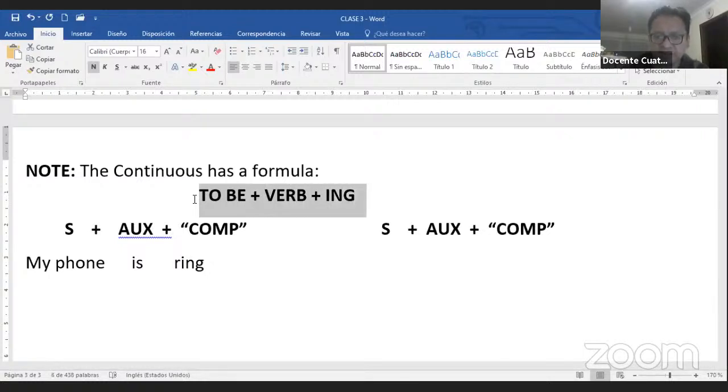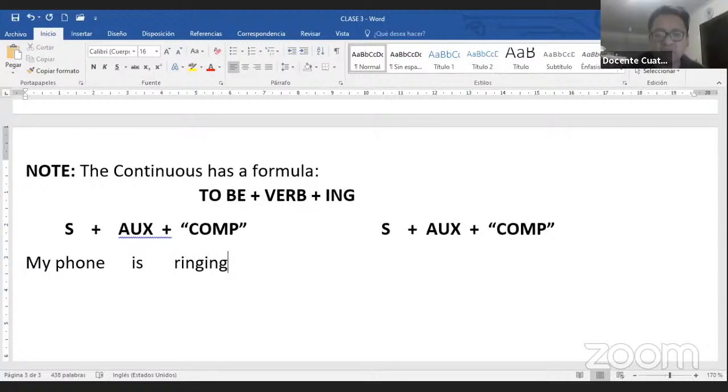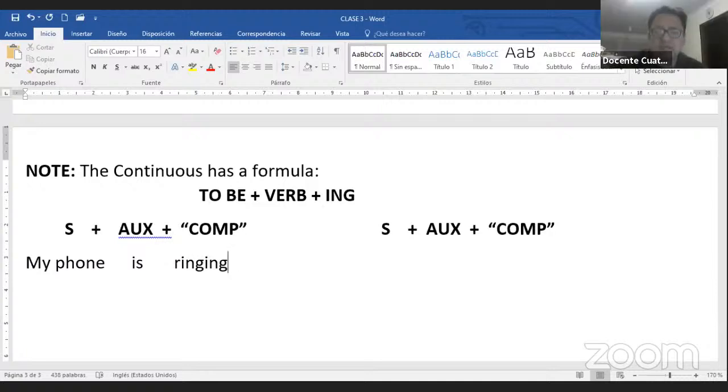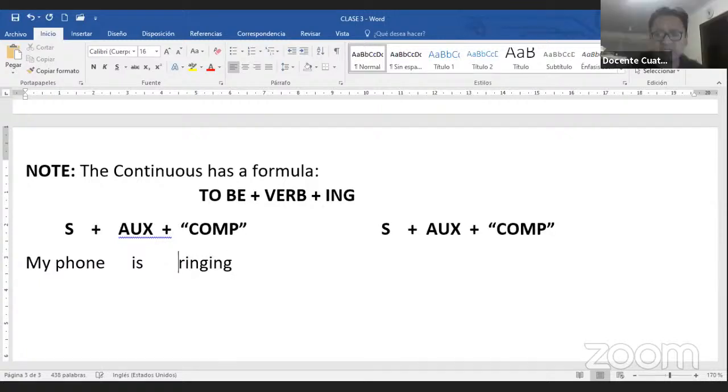What else do we need? ing with the verb. So it's ringing. Ringing, exactly. So my phone is ringing. Do you understand the sentence, Liber? Yes. Very good. Gabby, do you understand the sentence? Yes. My phone is ringing. Very good. So we have the subject, the auxiliary, and the complement.